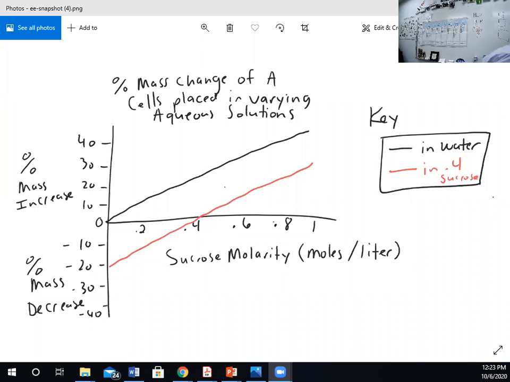Yeah. So basically, because inside, this is for the dialysis, is that right? Yeah, this is for the artificial cell experiment.